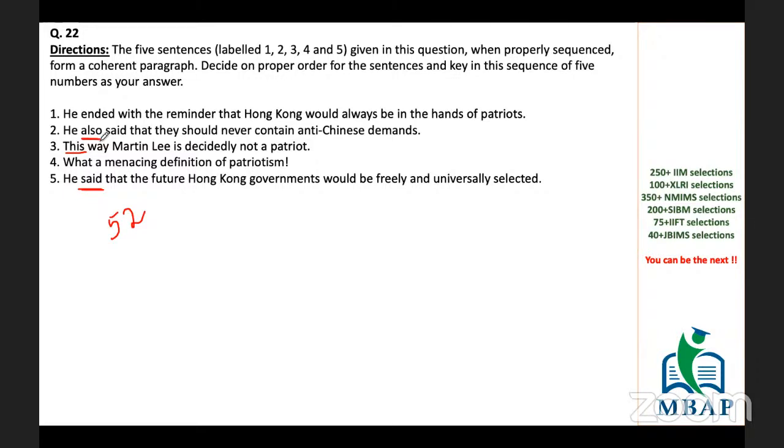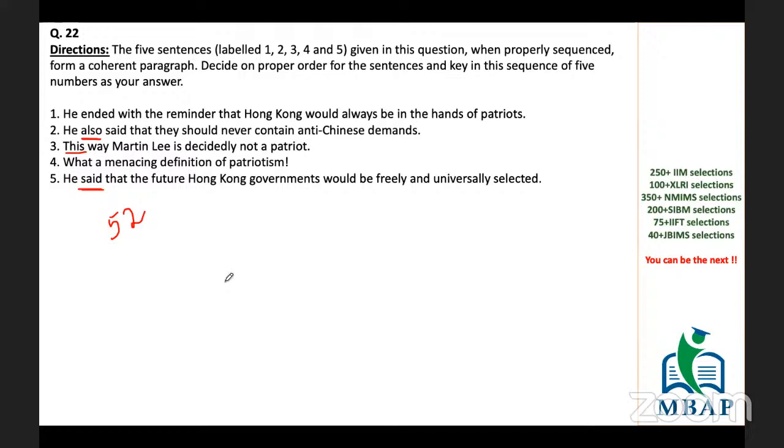Now let's look for another hint. The third sentence talks about this, which I cannot identify on its own. Let's see: this way, Martin Lee is decidedly not a patriot. So I need to identify which sentence is talking about him not being a patriot. Related to that, I have two pieces of information with me, that is first and fourth. Now let's read both of them. He ended with the reminder that Hong Kong would always be in the hands of patriots. What a menacing definition of patriotism. So I can totally relate first, fourth, and three because they are absolutely talking about patriotism. So all I know is that first, third, and fourth will come together.